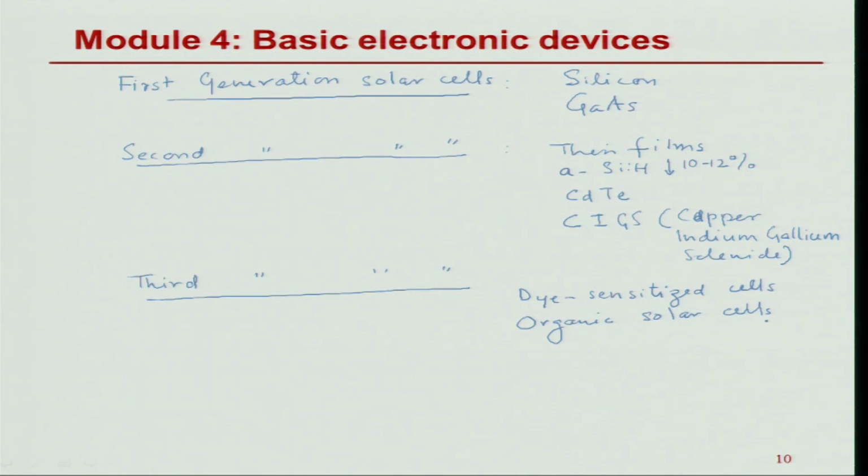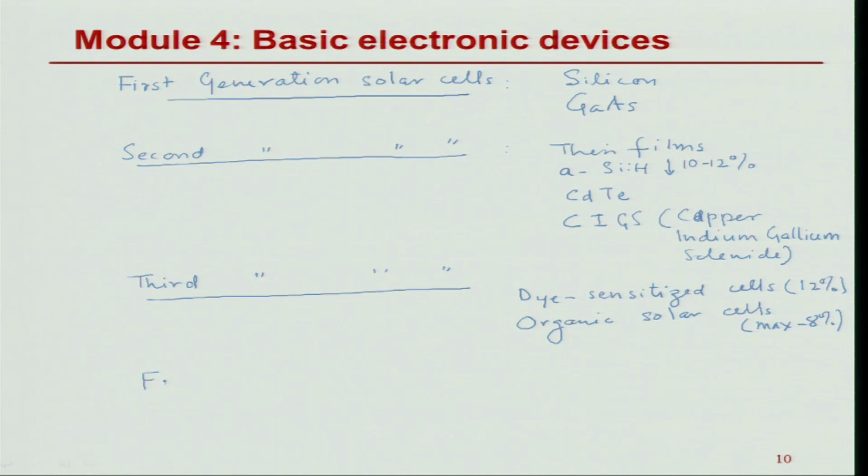Now these have much lower efficiencies. Dye sensitized is in the range of 10-12%. Organic solar cells commercially are much smaller, but the maximum reported is approximately 8%. So again, efficiency is coming down, but cost is much lower, and that is the driving force for this area.